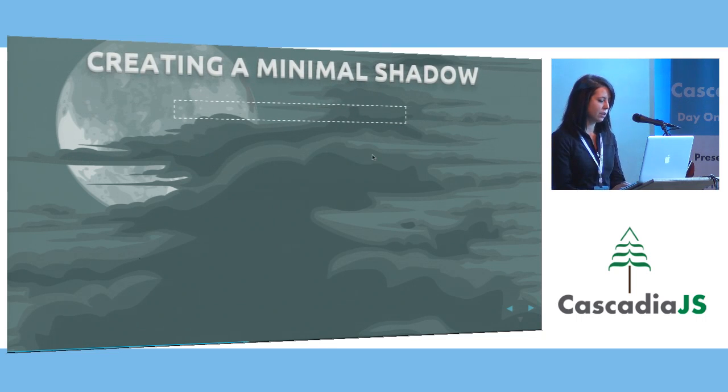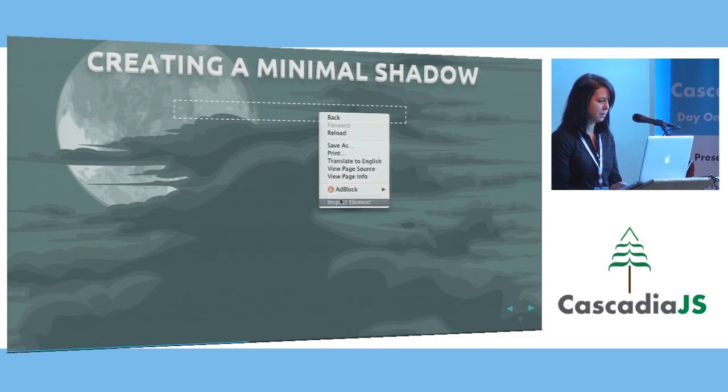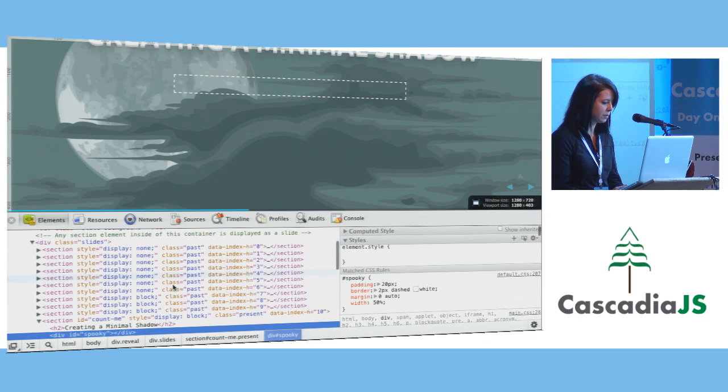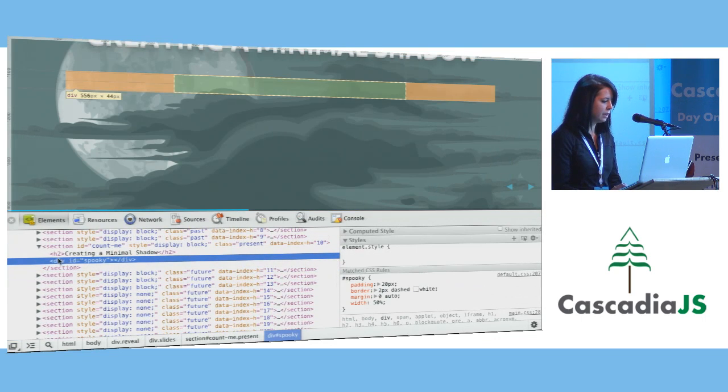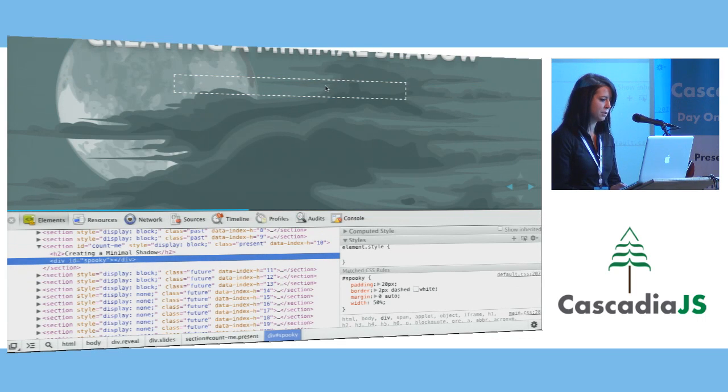So let's actually create a minimal shadow here. Let me just open up the inspector and also double check what the idea is here. Right now in the inspector, we have just this div, and it's empty. And I put a border around it just so that there's something for you guys to look at.